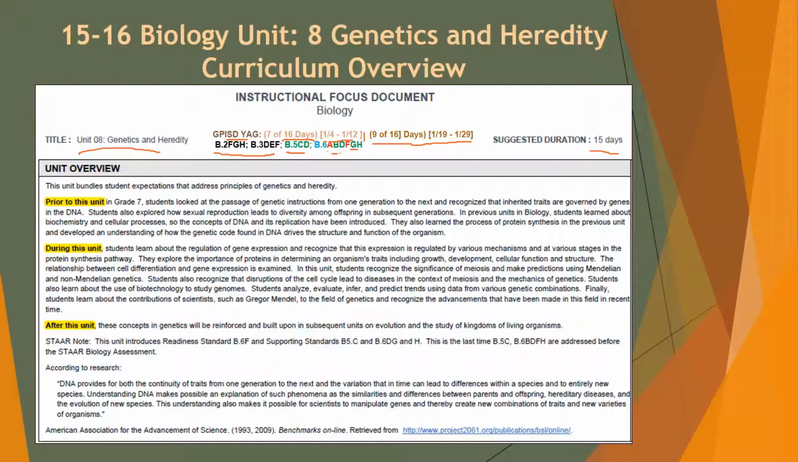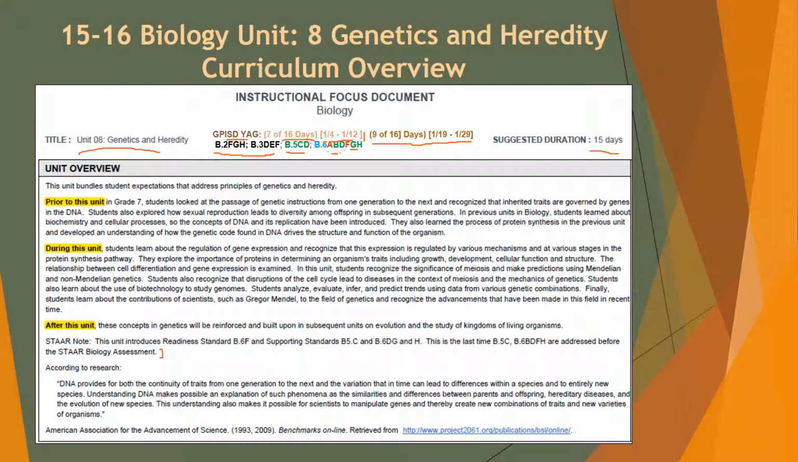For this unit, this unit introduces our readiness standard B6F and the supporting standards B5C, B6D, G, and H. This is the last time B5C, B6D, F, and H are addressed before the STAR biology assessment as far as the entire unit goes. Of course, you want to make sure that you're spiraling in as you continue throughout the school year.